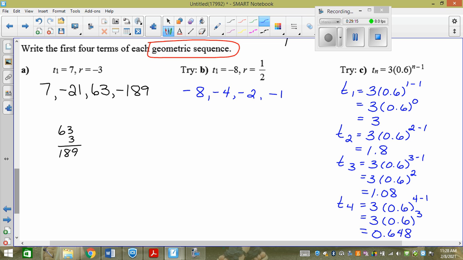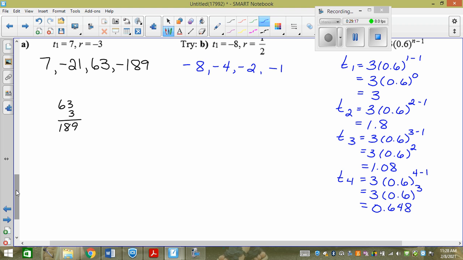Do you agree? So you can represent term 1, 2, 3, 4 as in commas like this, or you could go T1 equals 3, T2, and that still represents the 4 terms. You don't have to put them in spaces with commas, right? It means the same thing. So term 1 to 4 can be represented that way or that way.